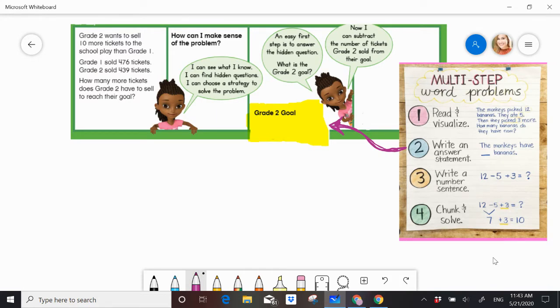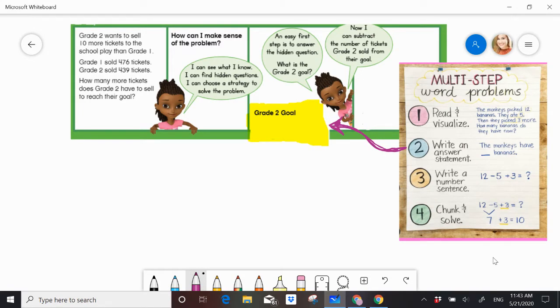So let's read the word problem for today. Grade 2 wants to sell 10 more tickets to the school play than grade 1. All right, so grade 1 sold 476 tickets. Cool. Grade 2 sold 439 tickets. Less, because 70 is more than 30. How many more tickets does grade 2 have to sell to reach their goal?